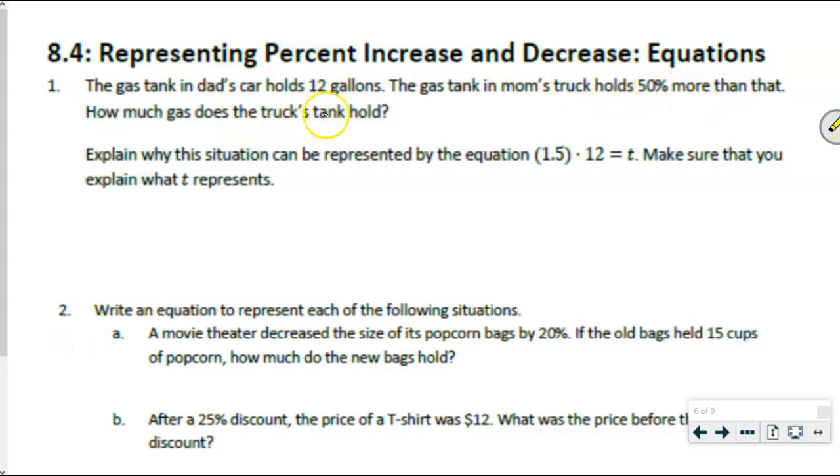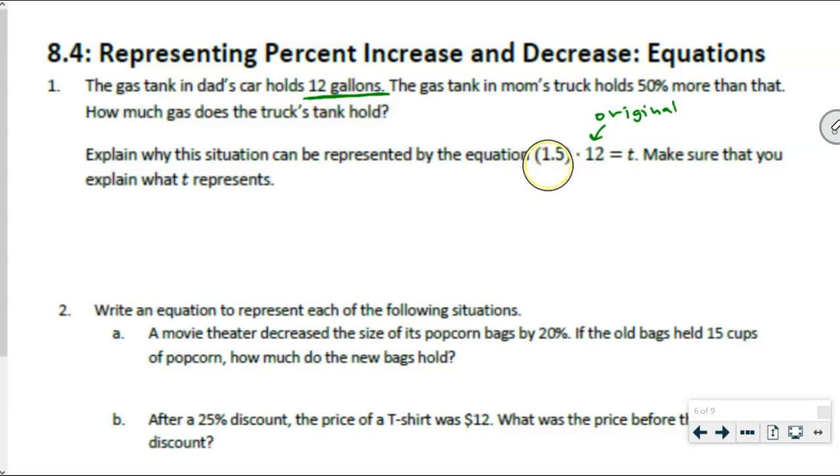How much gas does the truck's tank hold? This situation can be represented by this equation. Why? Let's break it down. Where does this 12 come from? Where does that 12 come from, Kale? Yeah, because that's what we're comparing to. That is our original amount.